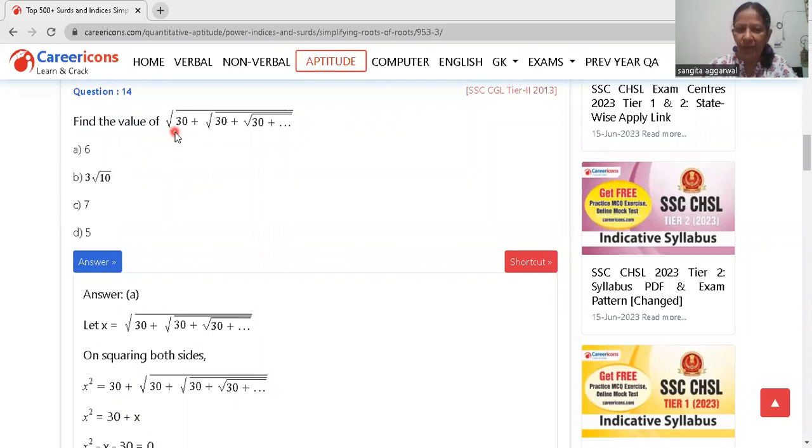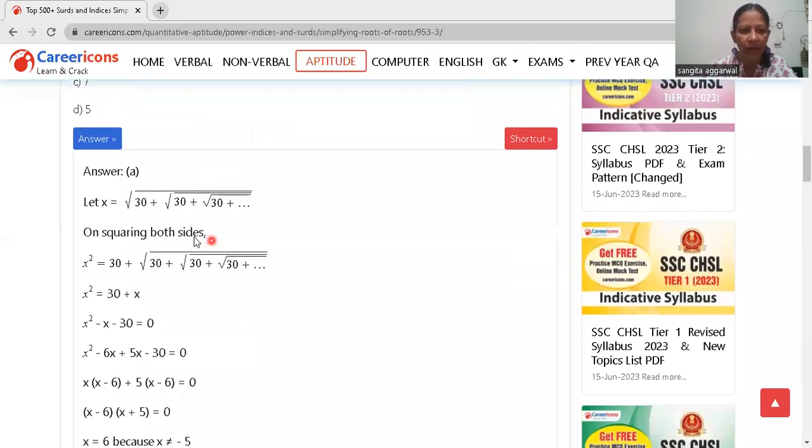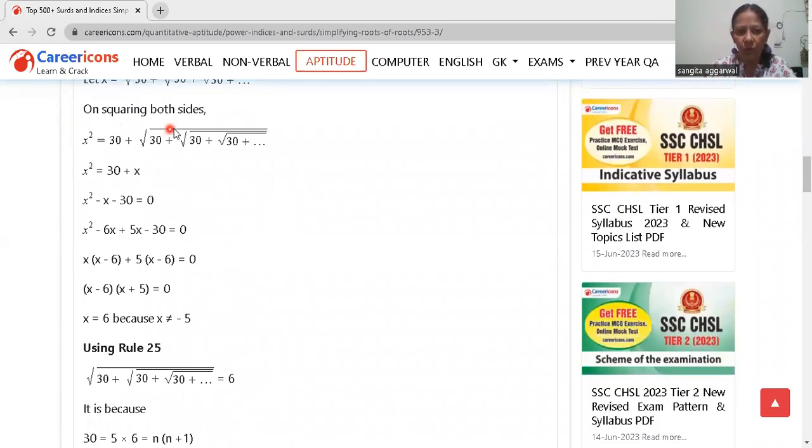In the next question, you can see you have to find out the value of under root 30 plus under root 30 plus under root 30, and it is going to infinity. A, B, C, D are the options given to you here. So as we have done in the previous questions, the same way, you will assume here let x is equal to this term. Now you will square both the sides. So on squaring both the sides, x square is equal to, because you have squared the under root 30, so under root will be removed here. So 30 will be left here. So 30 plus the whole of the term.